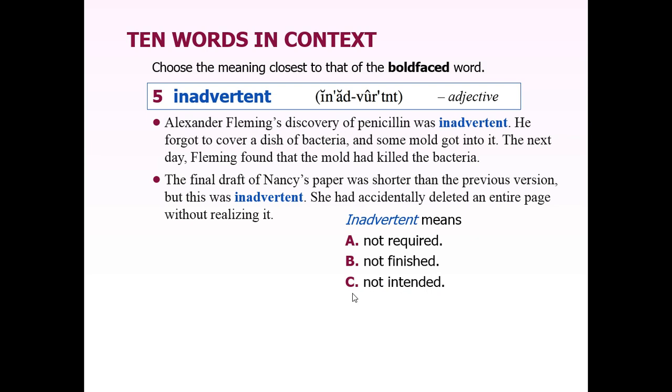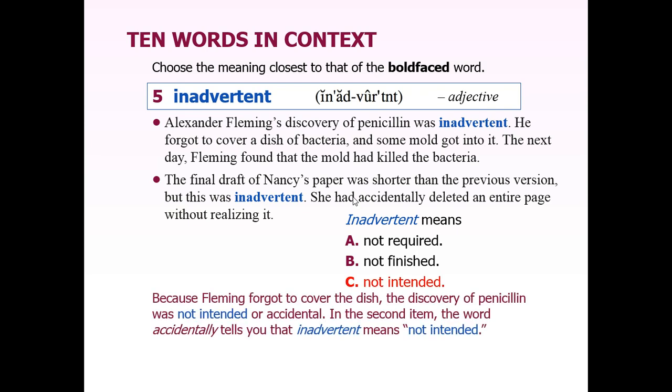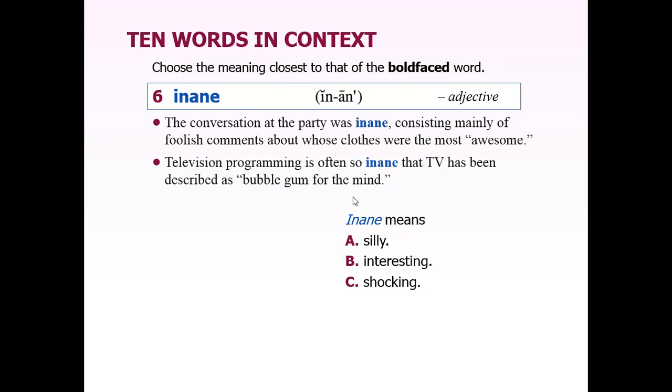5, inadvertent. The final draft of Nancy's paper was shorter than the previous version, but this was inadvertent. She had accidentally deleted an entire page without realizing it. So the word accidental sticks out to me. Accidental doesn't mean required or not finished. It really means not intended. An accident is something that unintentionally happens, not intended to happen. So the correct answer is not intended. So it would be C. Inadvertent means not intended.